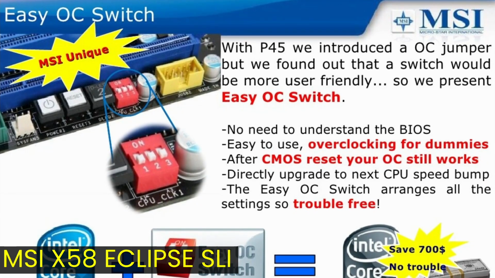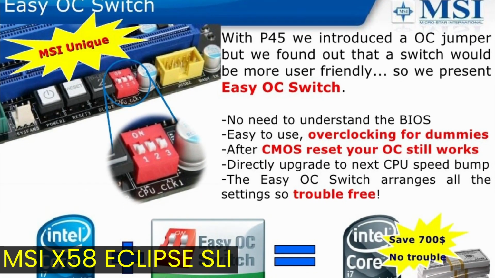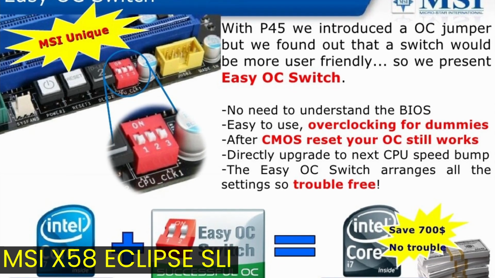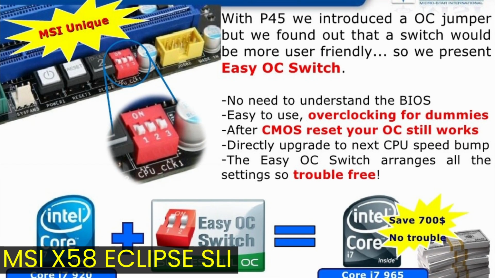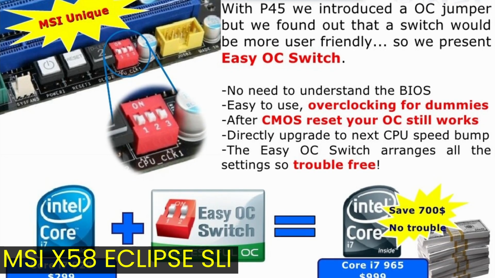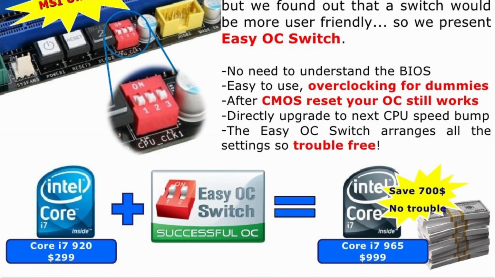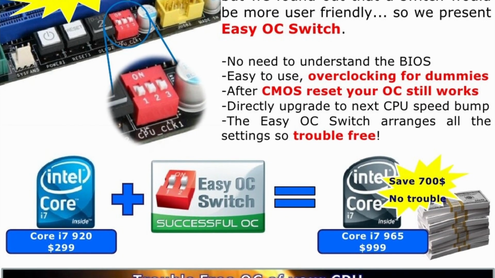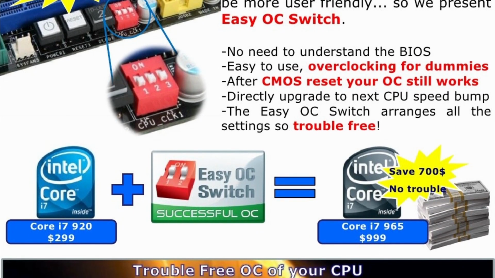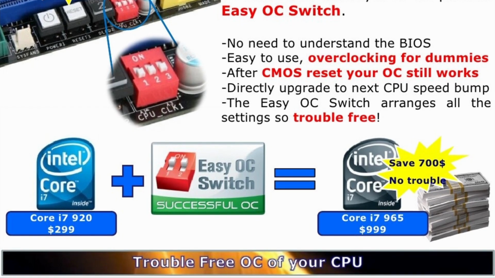The Easy OC switch, implemented on motherboards like the X58 Eclipse SLI, was still the one-step overclocking tool that allows users from any pedigree to increase the performance of their system by overclocking. Undoubtedly well intended by MSI, but perhaps a thorn in the eye of Intel, MSI's marketing slides point out that the Easy OC switch can turn your $300 Core i7-920 into a $1,000 Core i7-965.